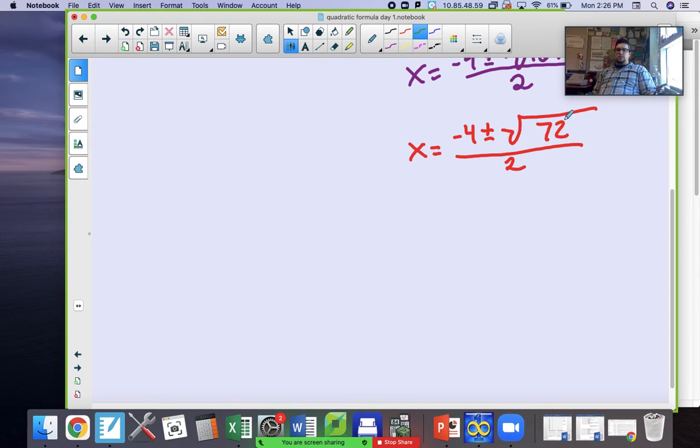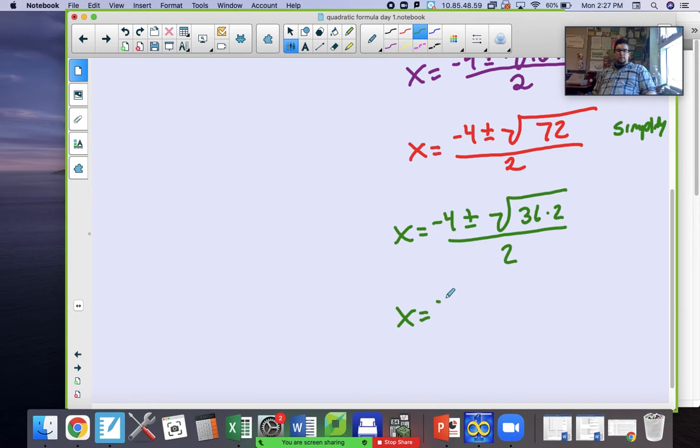We don't want to use a decimal. So this is where we're going to use that simplifying technique that we learned on Friday. I can break 72 into 36 times 2. The square root of 36 gives us 6, and the 2 is still trapped underneath the radical.